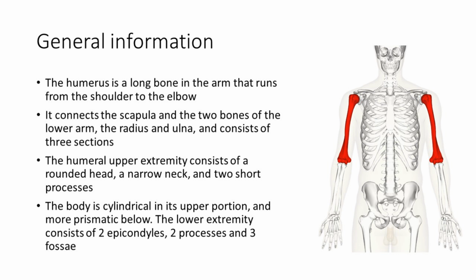It forms a connection between the scapula and the two bones of the forearm, the radius and ulna, and is divided into three parts. The upper part of the humerus includes a round head, a slim neck, and two brief processes. The body is cylindrical at the top and more prism-like at the bottom. The lower part is made up of two epicondyles, two processes, and three fossae.